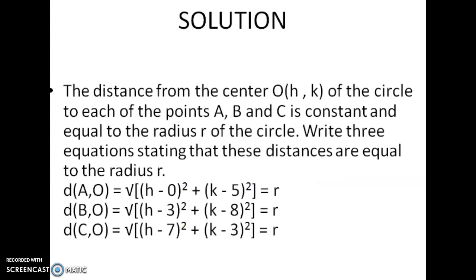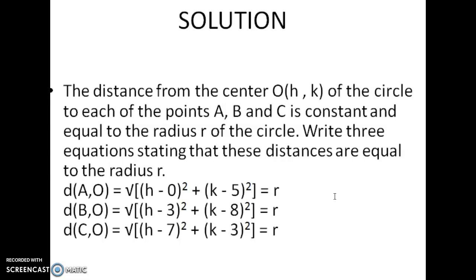You have to keep that circle in mind, the one we have just drawn. Right here, it's just being explained. The distance from the center O with coordinates h, k of the circle to each of the points A, B, C is constant and is equal to the radius of the circle. We have already seen that from the sketch. So now we write three equations stating that these distances are equal.